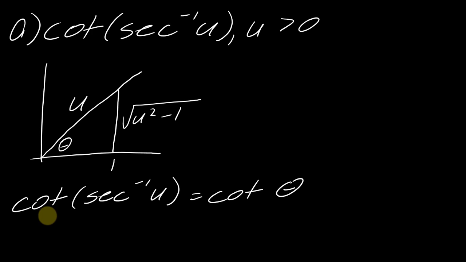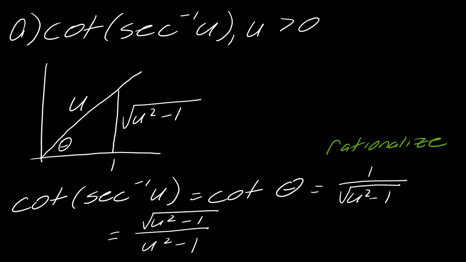And so then when I want to find cotangent of the inverse secant, that's really equivalent to just finding now the cotangent of my theta. And I can just read that straight off of the sketch. So I just need to take now the adjacent side over the opposite side. So I get this here. And then, of course, I've got to rationalize. So then that comes out to the square root of u squared minus 1 over u squared minus 1.